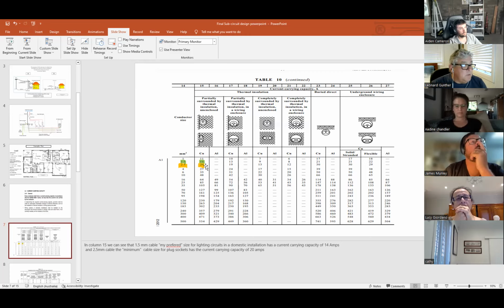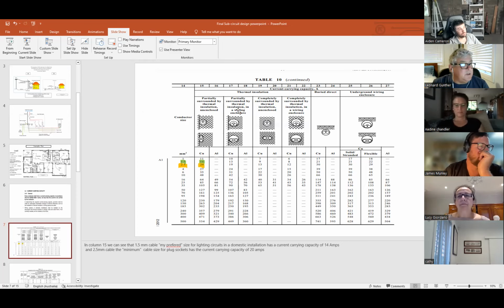If you look down that column, you can see that the 1.5 millimeter squared for lighting will carry 14 amps, so we can load that up to 14 amps. And for the 2.5, it says 20, so we can have 20 amps on that. So we all good with that, people? Yes, Gary? Any questions there? Because I know it's a little bit confusing.